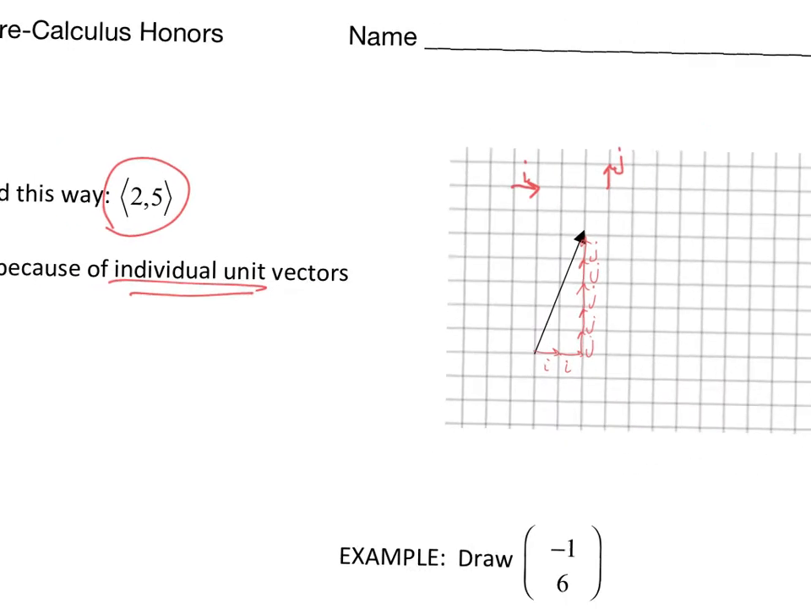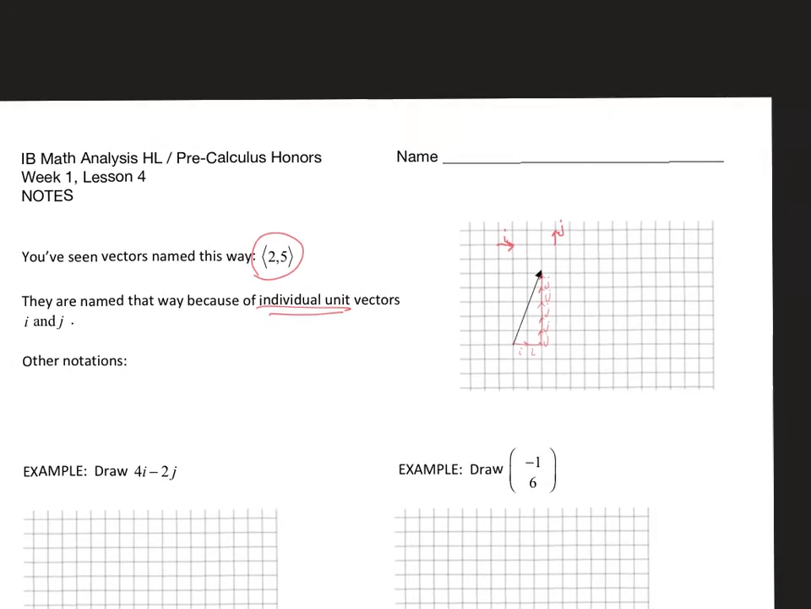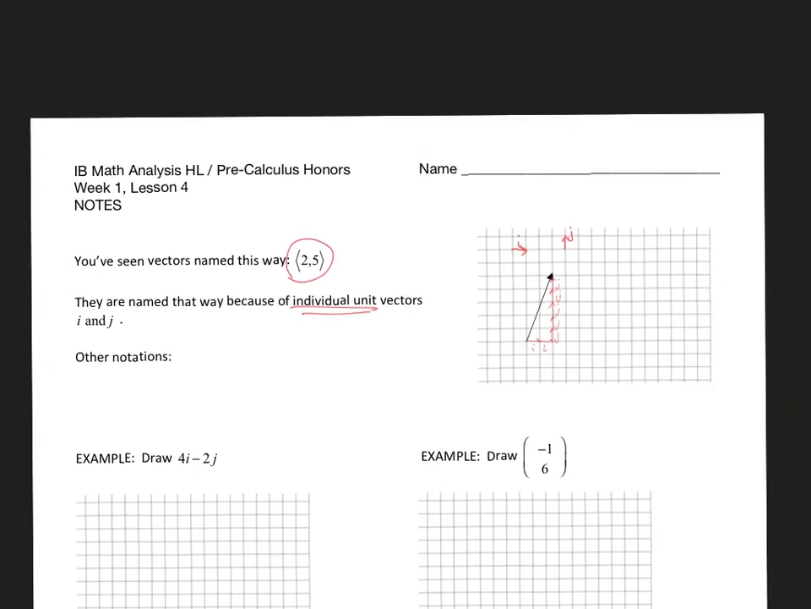But I want you to see that there are a couple other ways to name that, because even though Delta Math really likes that notation, the IB textbook doesn't really use it, and I don't use it as much. The other 2 ways that mean the exact same thing would be 2I plus 5J, which involves those little individual unit vectors. And then you'll also see it as a column vector like this, 2, 5.